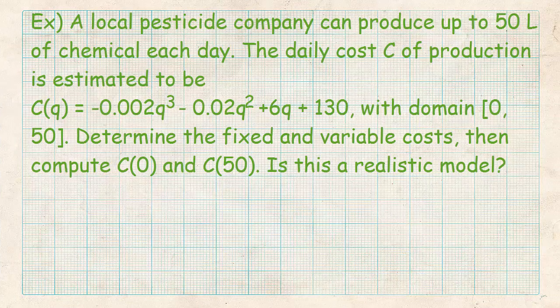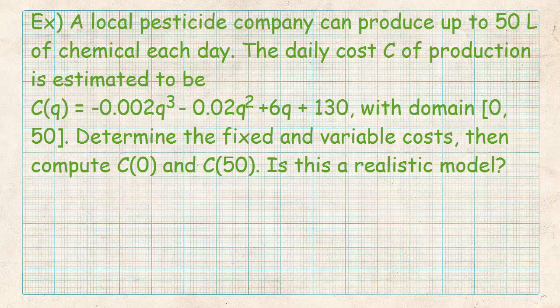Now, a lot of polynomials of degree greater than 2 are often not very useful as models. Consider the following example of a local pesticide company that can produce up to 50 liters of a certain chemical each day. The daily cost C of production is estimated to be C equals negative 0.002q cubed minus 0.02q squared plus 6q plus 130 on the domain from 0 to 50. We want to determine the fixed and variable costs of production. Then we want to compute and interpret C of 0 and C of 50.